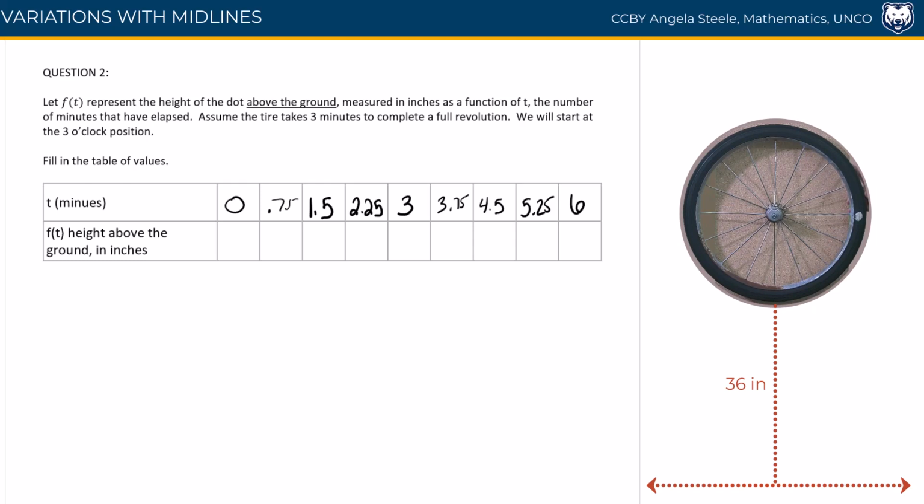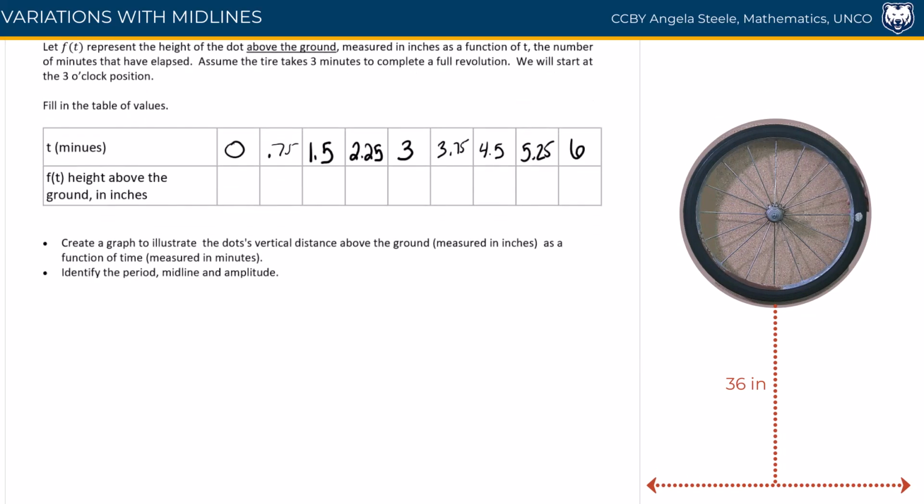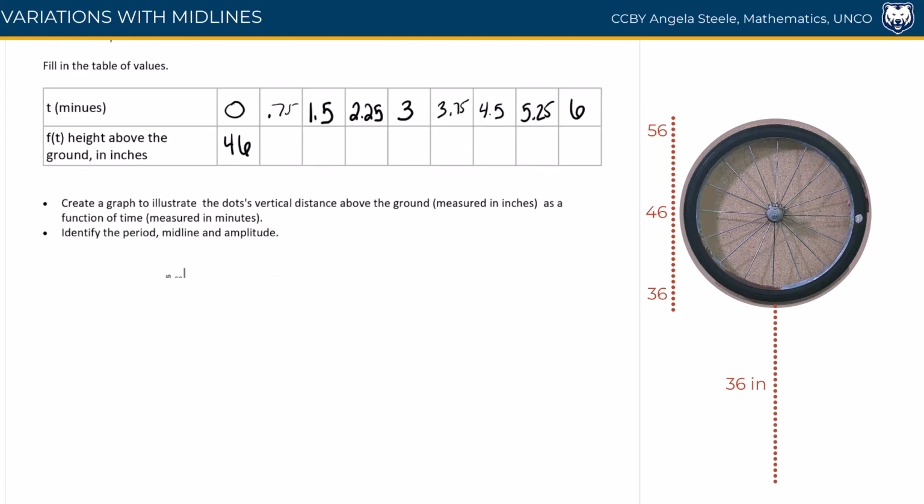All right, so now let's look at the height above the ground. In that 3 o'clock position, at our starting moment, we are going to be a total of 46 inches above the ground because we have 36 inches between the floor and the bottom of the wheel. And then remember, our radius is still going to be 10 inches for a total of 46 inches. Now we're going to move the dot to the 12 o'clock position. So we are now an additional 10 inches above, which gives us a total of 56 inches above the ground.